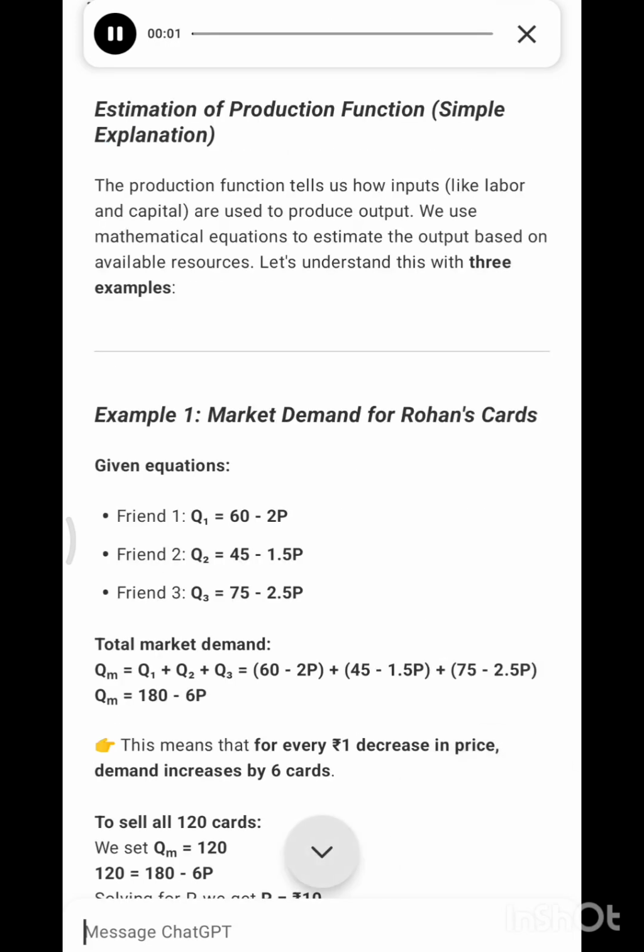Estimation of production function. Simple explanation. The production function tells us how inputs, like labor and capital, are used to produce output. We use mathematical equations to estimate the output based on available resources. Let's understand this with 3 examples.